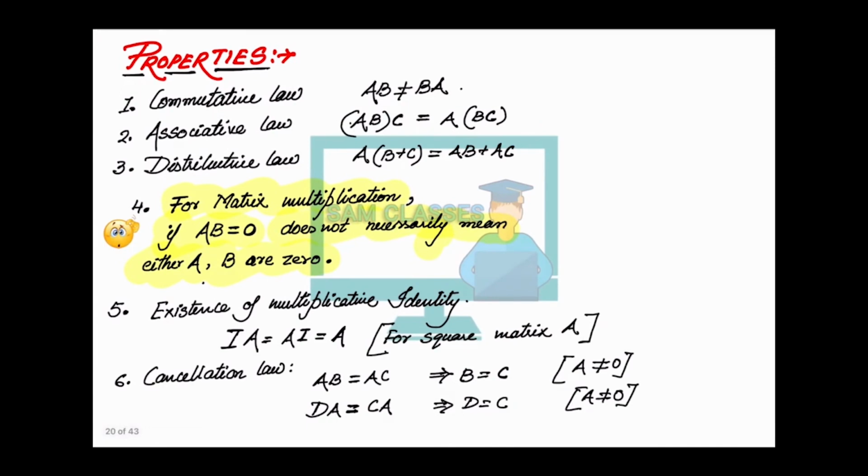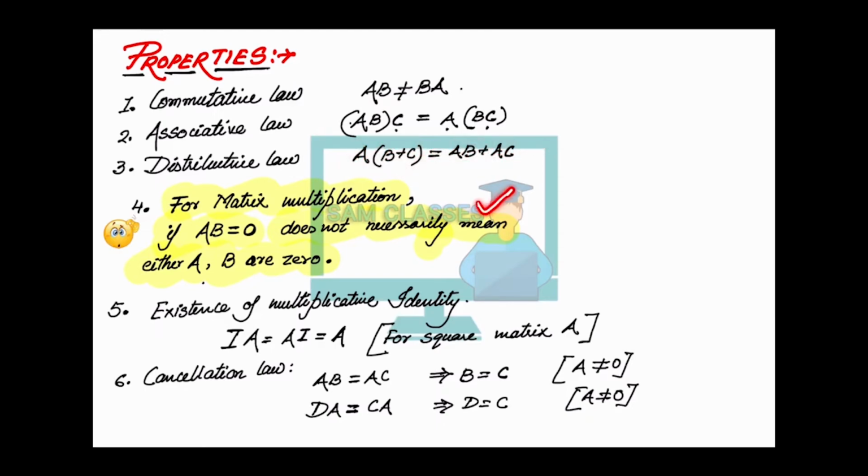Now, properties of multiplication. We know they're not commutative, students, because only in very few cases can AB be equal to BA, but in most cases AB is never equal to BA. Associative law: if I'm multiplying AB first and then multiplying with C, that is the same as multiplying BC first and then with A. No difficulty in this. Distributive law also it follows. If I have A times (B plus C), that is the same as AB plus AC. So no difficulties in this.